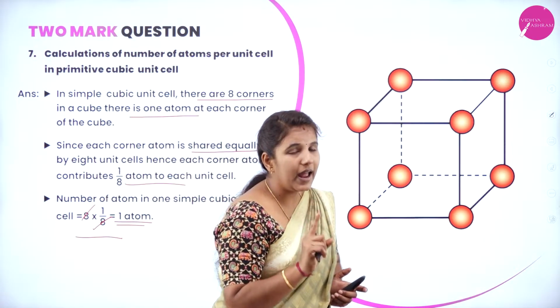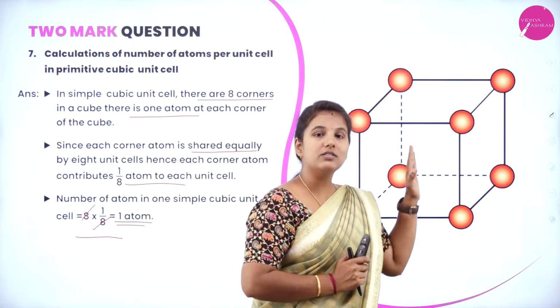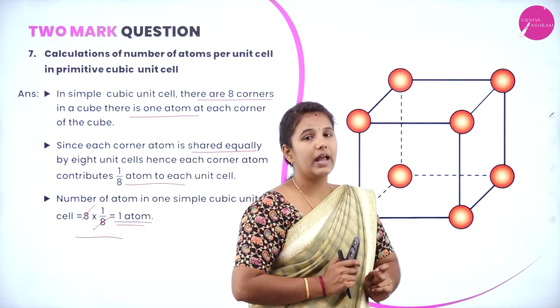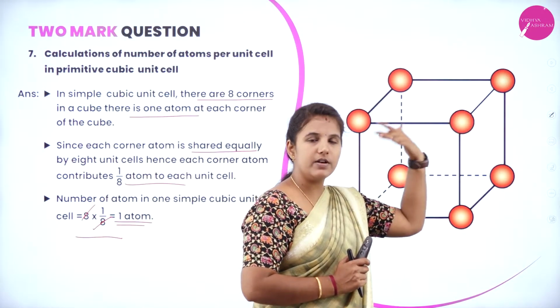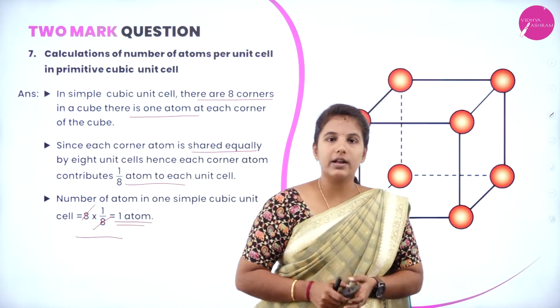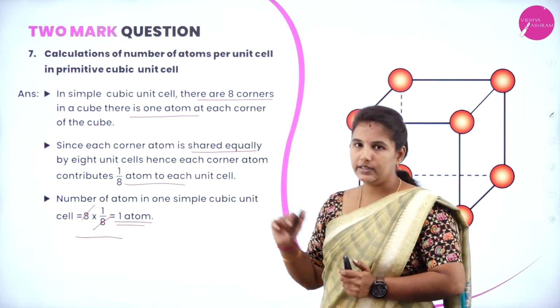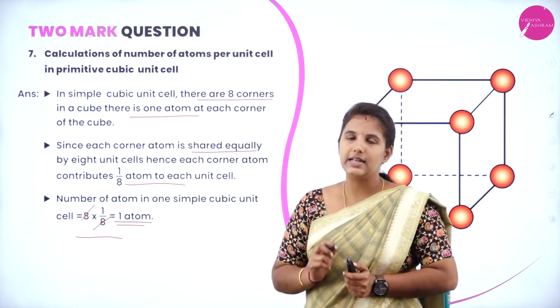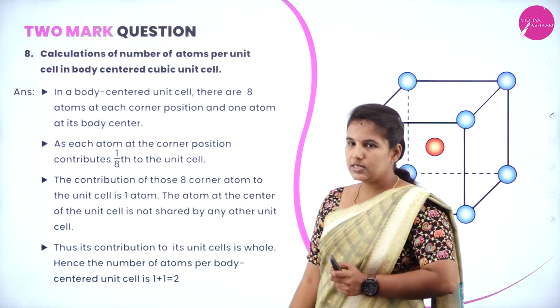There is only one atom, and remember there are 8 corners. The 8 corners will contribute one atom or one particle. Each particle will be shared between the other 8 corner atoms. Hence it is cancelled with the 8 and 8. You will get 1 atom. That is in a simple cube. We'll see the body centered cubic unit cell also.